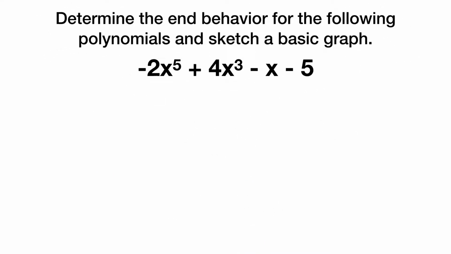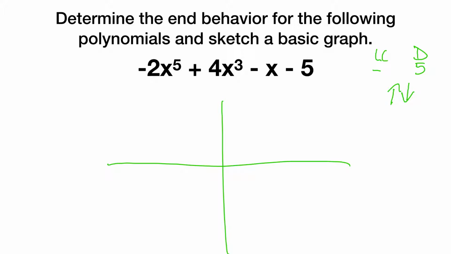So let's try this. We're going to determine the end behavior of the following polynomials and sketch a basic graph. So let's see. I'm going to say the leading coefficient is negative, and that means it goes down, but the degree is 5, which means it goes up then down. So if I'm graphing this, I'm going to start by being higher up, but then I'm going to need to have 4 turns because the degree is 5. So 1, 2, 3, 4 turns. There we are. And this is what the graph would look like.